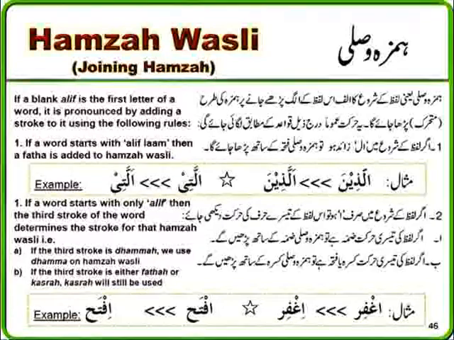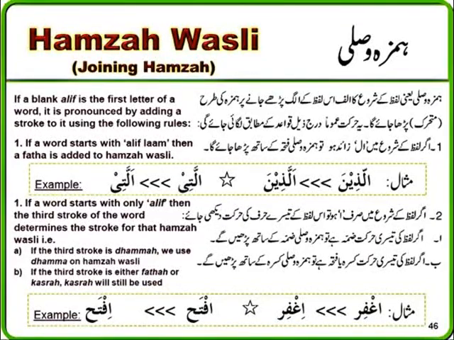Now, if a word starts with only an alif without a lam, then we always have to look at the third stroke of the word, and that stroke will determine what stroke we have to place on that Hamza Wasli. For example, if the third stroke is a dhamma, then we will add a dhamma to the alif or to the Hamza. And this is the first example that we give. The word is unsur. And in order to know that we have to place a dhamma on the alif, we always have to look at the third stroke.